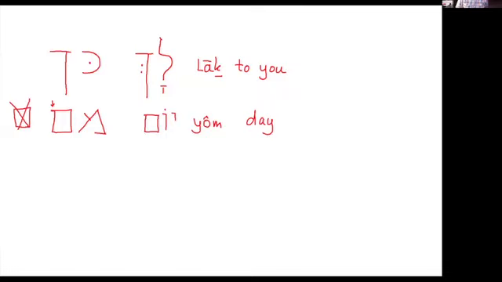Then you have the Chet. The Nun. Normal Nun is like this. And the long Nun is like this. The final Nun. And one word where you can find it is Gen. And that means grace.